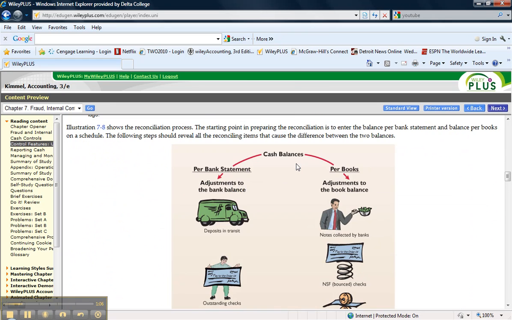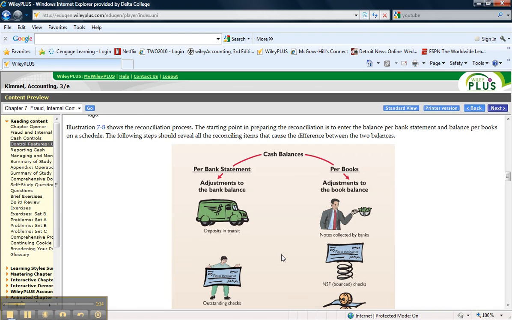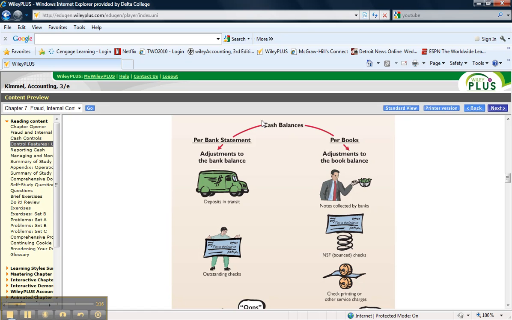So basically the procedure for doing a bank reconciliation is portrayed in this image right here, this illustration 7-8. To do this, you start with the cash balances for both the bank and per books. So what's your general ledger balance for cash? You start with the balance for each one, and then you make the adjustments that need to be made to each column according to what's not in that column that is in the other column. So for instance, adjustments to the bank.